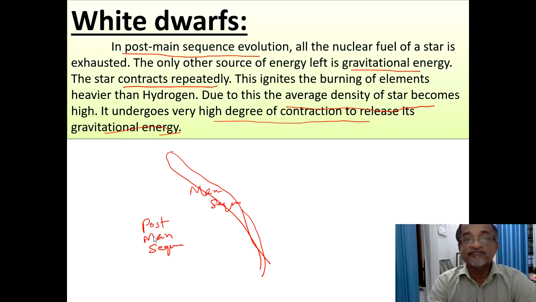And here, the only energy left is the gravitational energy. Due to this gravitational energy, the star contracts repeatedly, contracts again and again. Contracts means volume decreases, pressure increases, temperature increases. So what happens? When pressure increases, the mass is accumulated at the center, so the density of the star becomes very high.